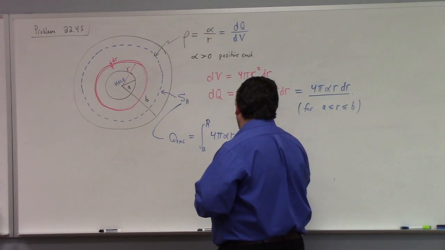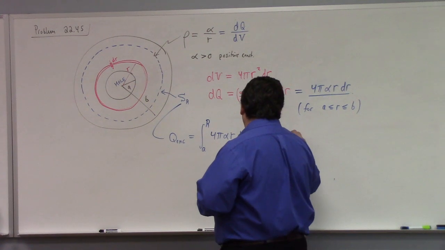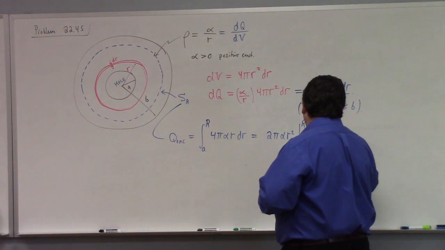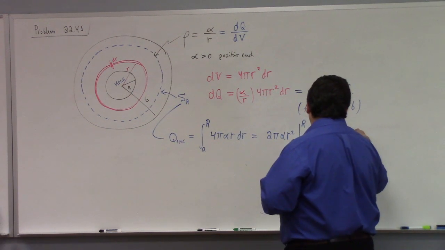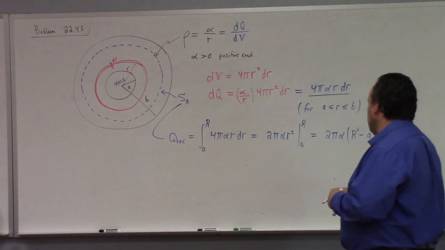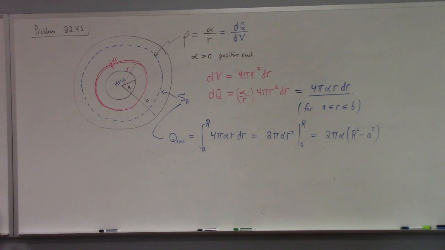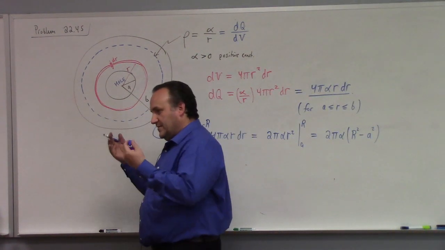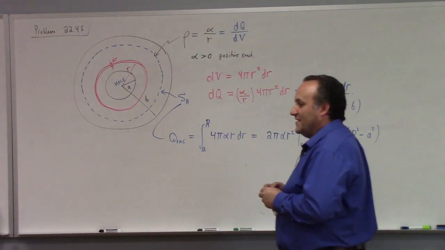So you've got yourself a 2 pi alpha r squared, evaluated from A to R. We've got ourselves 2 pi alpha times big R squared minus A squared. So there's your charge enclosed. So finally, not a ratio. We actually had to do some calculus for this one. But nevertheless, this problem still enjoys the wonderful spherical symmetry of most of the problems we work.